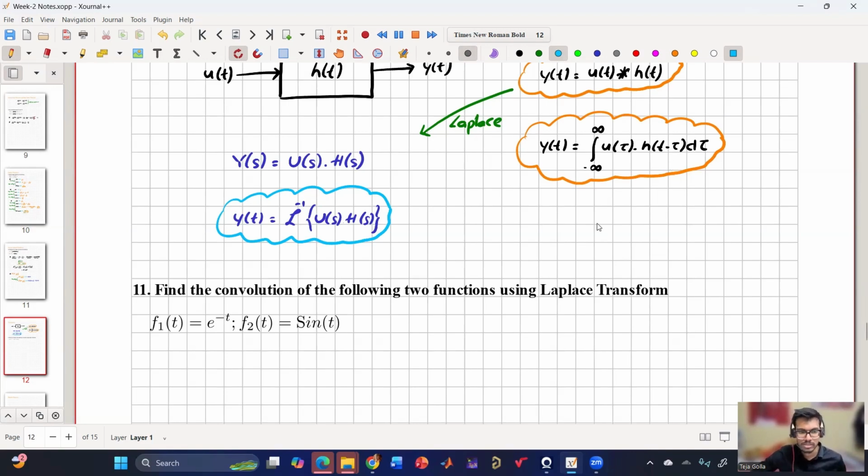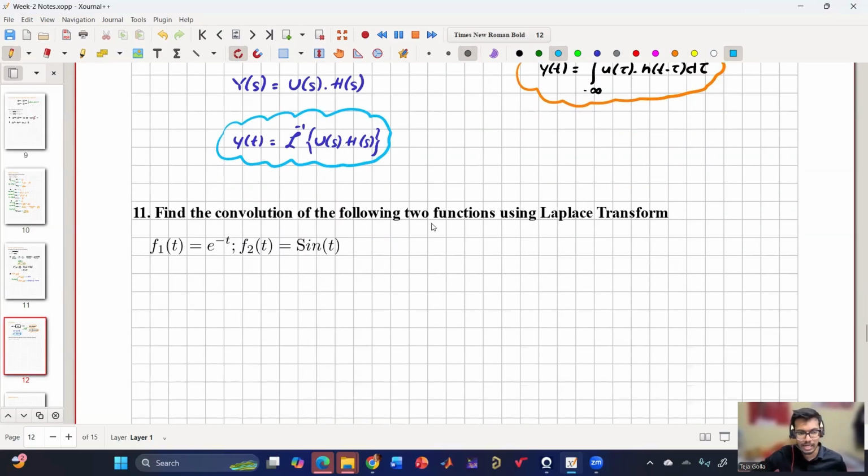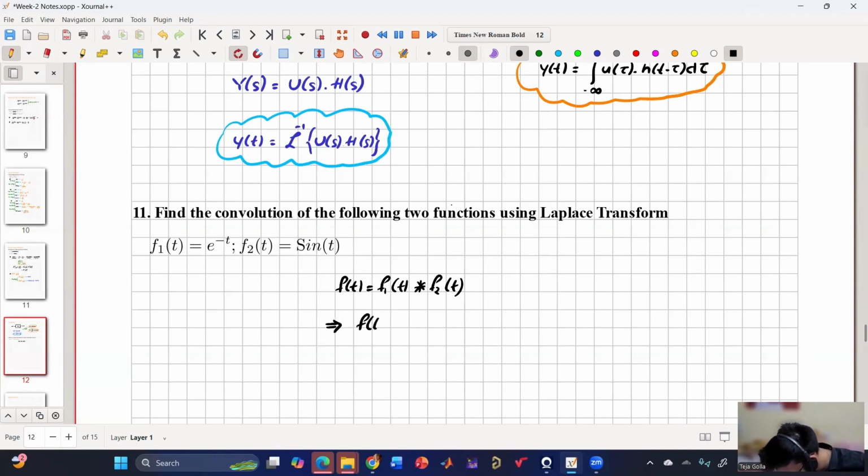So instead of this, can I apply the Laplace transform property and then calculate? Here I want to find the convolution of f1 of t and f2 of t. So basically I want to calculate f of t, which is f1 of t convolution f2 of t. Now I'll apply the Laplace transform, so f of s is f1 of s into f2 of s. If I want f of t, I have to apply the inverse Laplace transform. So f of t is nothing but Laplace inverse of f1 of s into f2 of s, right?